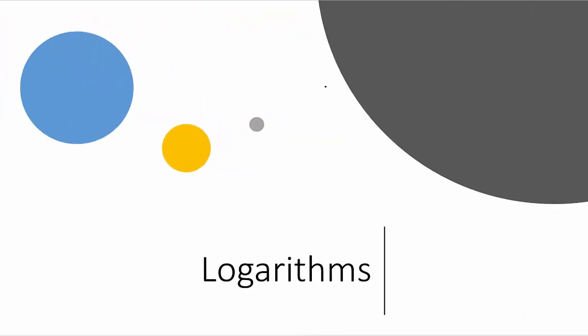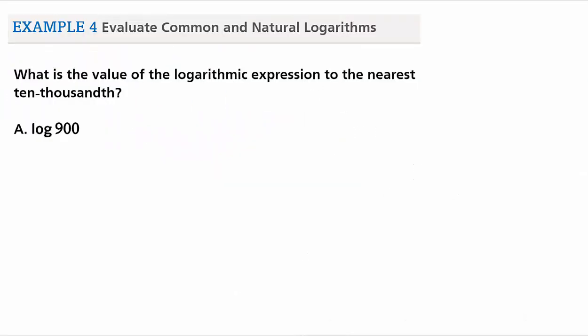More logarithms. We have two special types of logarithms, and we call them the common and the natural logarithms. They speak specifically to the bases of the logarithms. A common logarithm is implied to have a base of 10.